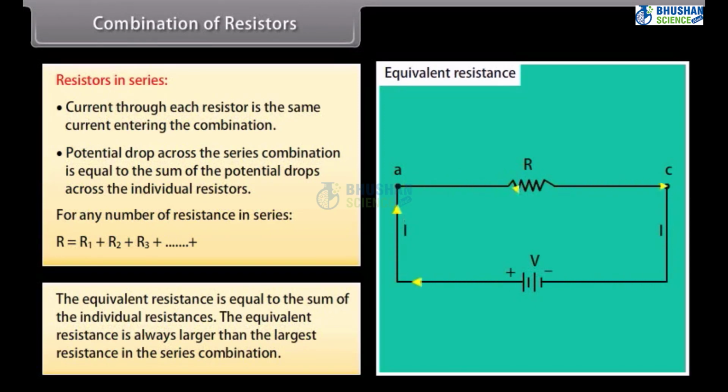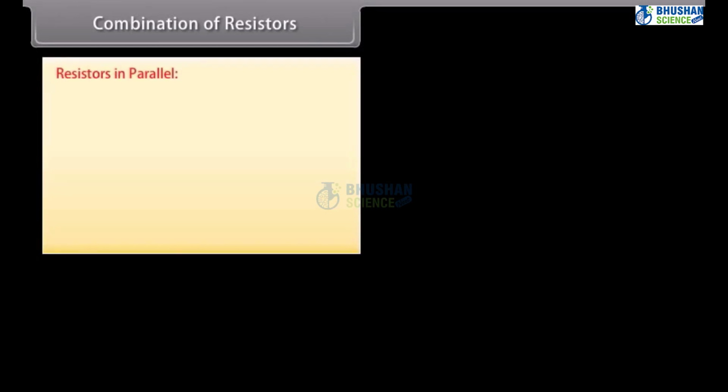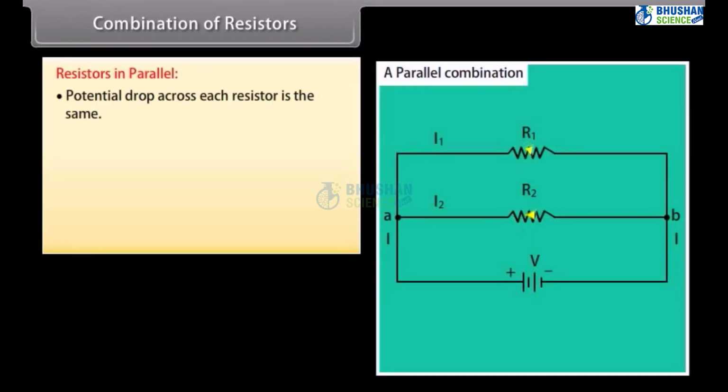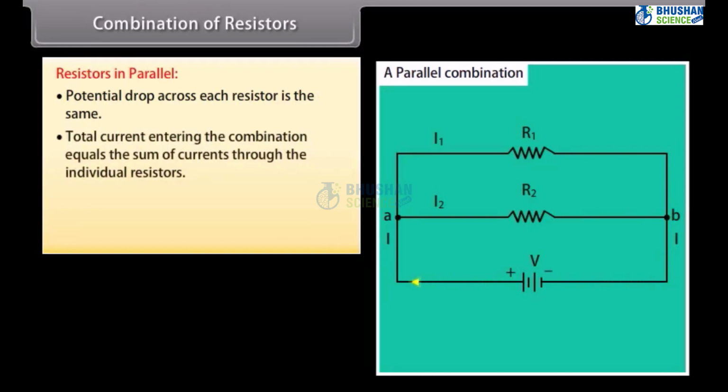The equivalent resistance is always larger than the largest resistance in the series combination. Resistors in parallel. Potential drop across each resistor is the same. Total current entering the combination equals the sum of currents through the individual resistors.